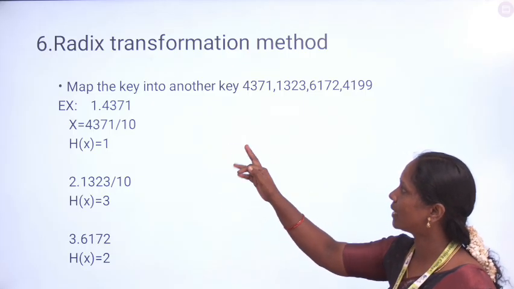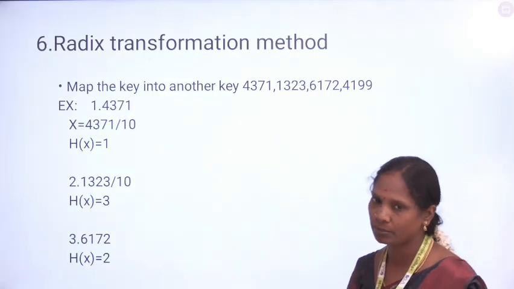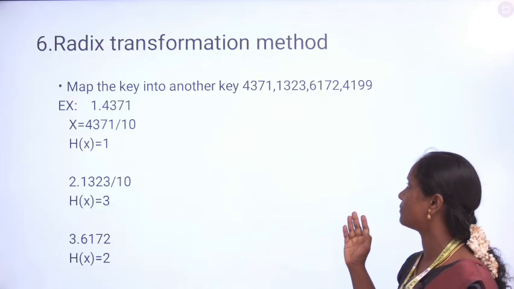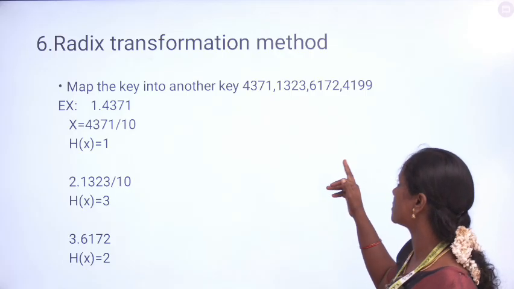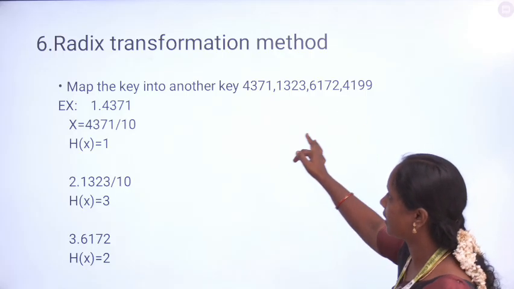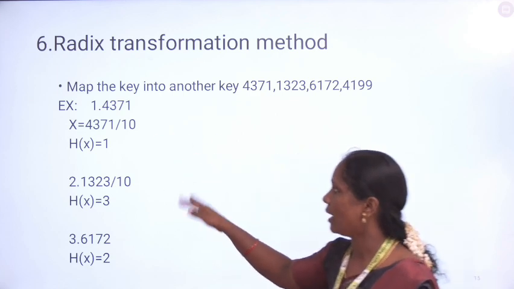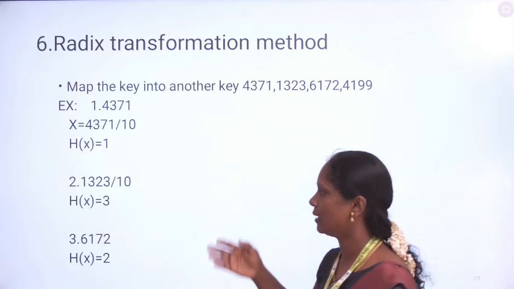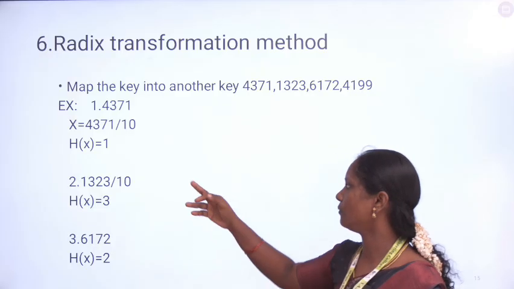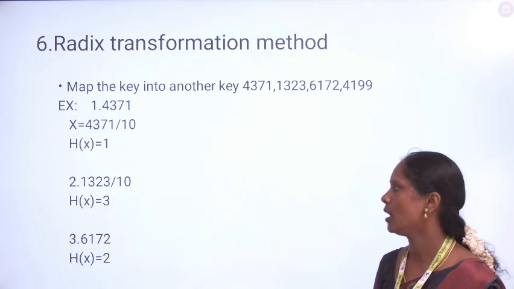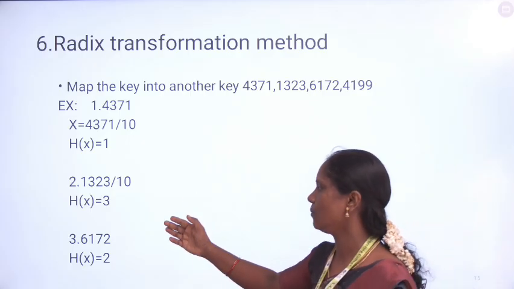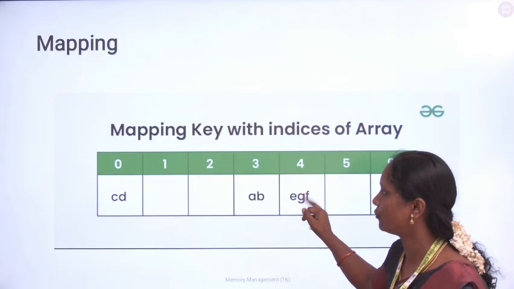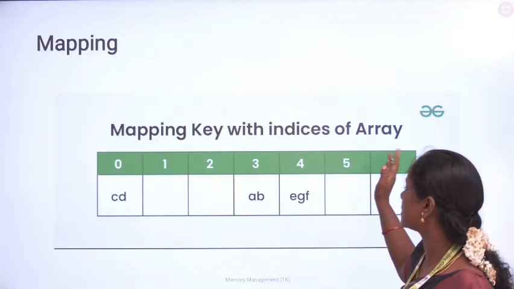So the first one is to map the key into another key. Each and every key should be mapped here. The first value is 4371, the second is 1323, the third is 6172, and the fourth is 4199. First we take 4371, and x equals 4371 divided by 10. We take the divided by 10 as a common value, and then we have 1. The value is 1, and then for 1323 we have 3, and for 6172 we have x of 2, hash key of 2. So this maps the key to the indices of the array.